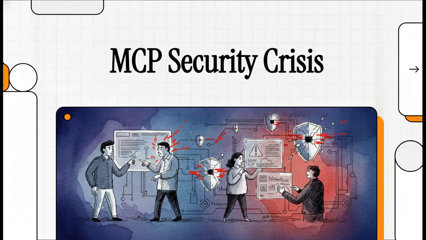Welcome to This Explainer. Today, we are diving straight into the massive security crisis surrounding the Model Context Protocol, or MCP. Look, if you're an AI security architect, an engineering director, or sitting on a red team, this is the exact breakdown you need. We're going to unpack the structural flaws that are literally plaguing AI agent deployments right now.